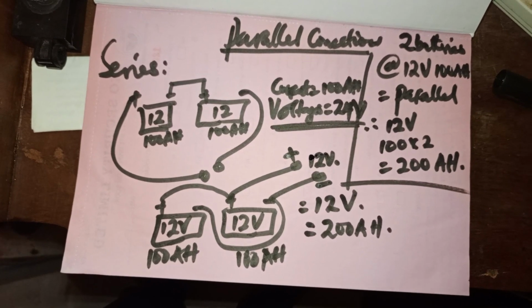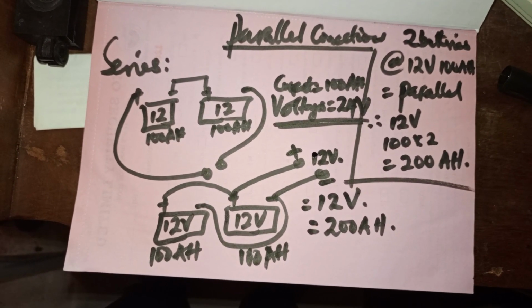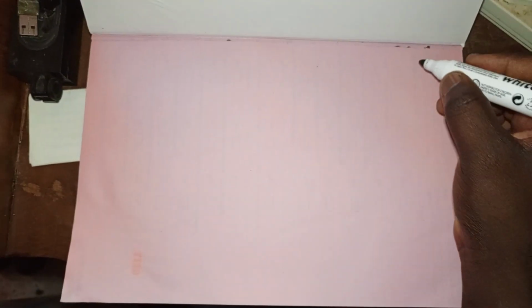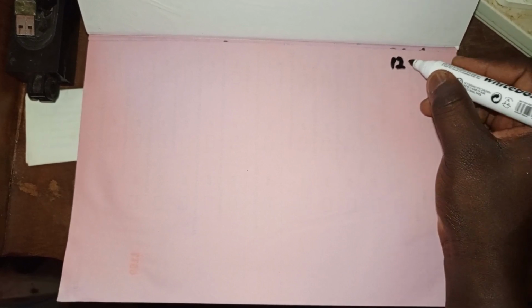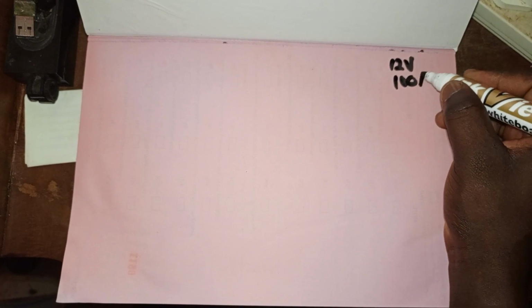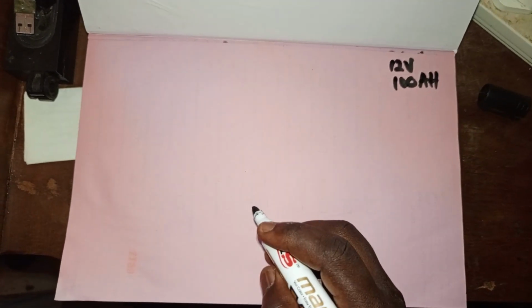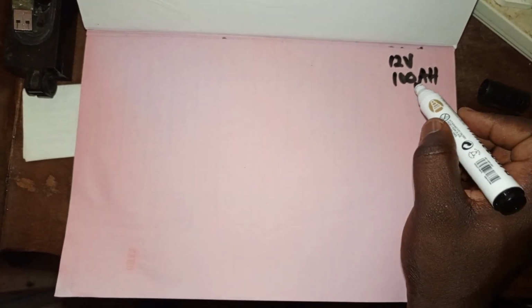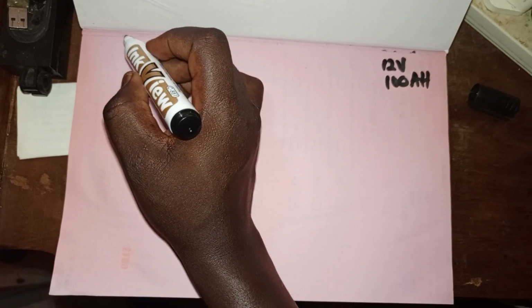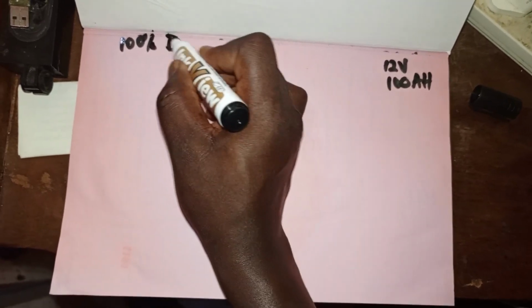Okay, let's go and get the real calculations of knowing how many solar panels you need. Assuming we have one battery at 12 volts rated as 100 amps hour, we want to know how many solar panels are required to charge this battery. Suppose you are going to discharge it totally to 0, that means at 100% discharge.